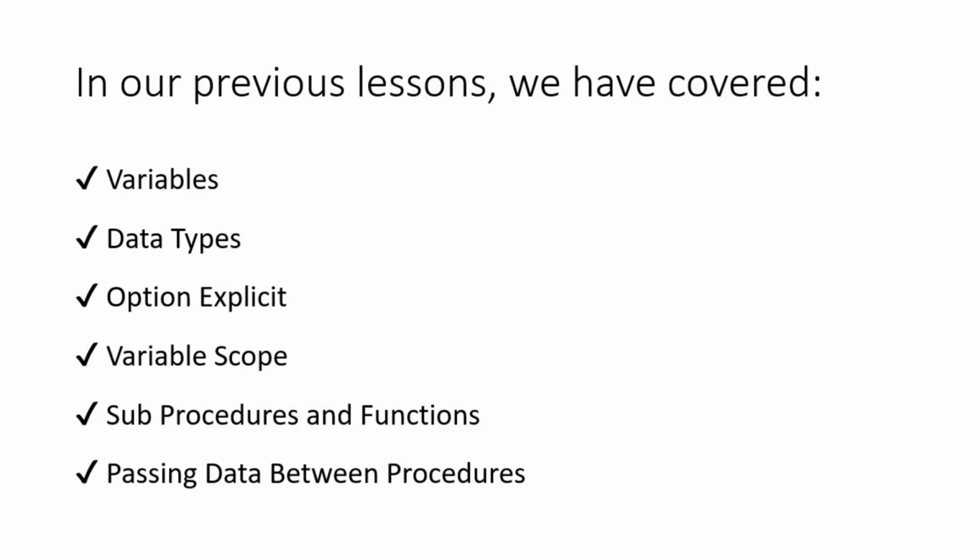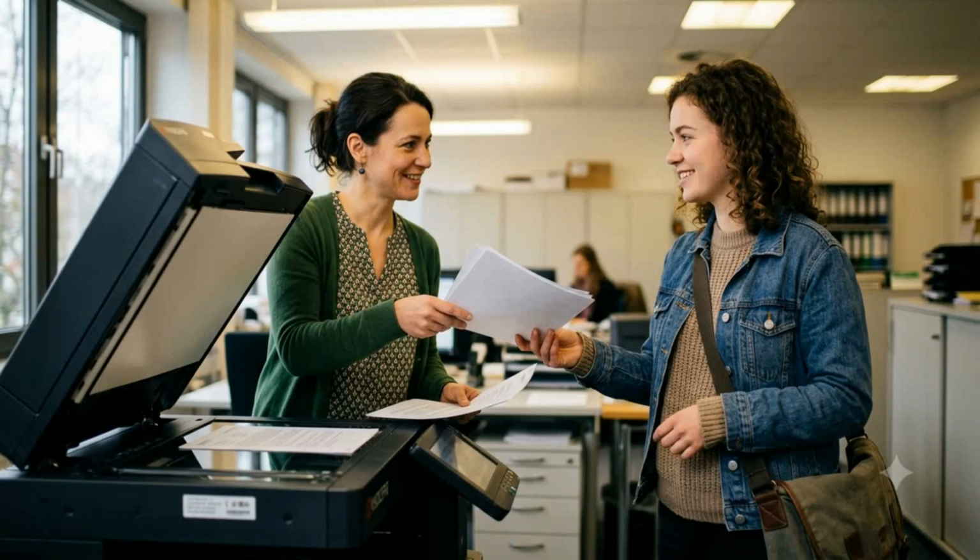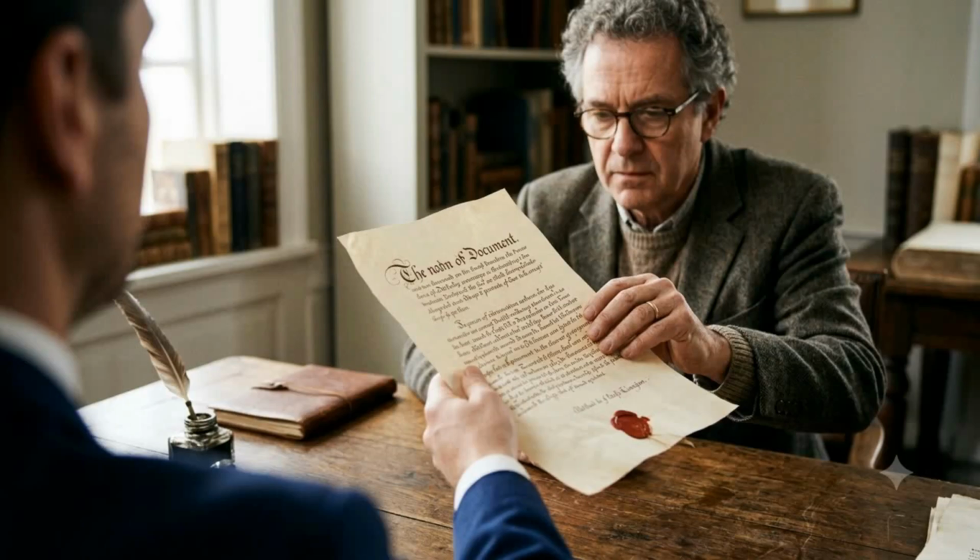In our previous lessons, we covered variables, data types, Option Explicit, variable scope, sub-procedures and functions, and passing data between procedures. Now we are going deeper into one of the most important concepts when working with procedures: how VBA passes data. When you send information from one procedure to another, VBA needs to decide: should I send a copy of this information, or should I allow this procedure to work with the original information? This is exactly where ByVal and ByRef come in.